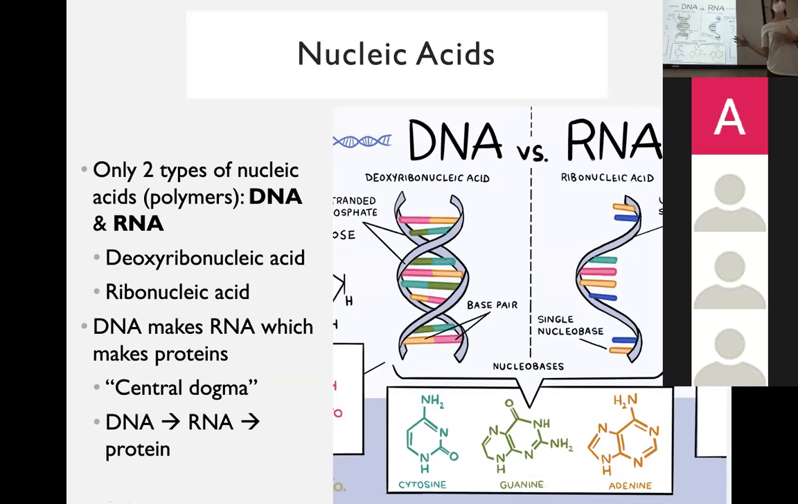But this is what I want you to know about the difference between DNA and RNA for now, for this exam, just kind of getting into it. So yeah, there's only 2 types of nucleic acids, these polymers, that's DNA and RNA. DNA stands for deoxyribonucleic acid. RNA is just ribonucleic acid. So very similar. The DNA just is missing an oxygen, basically. That's why it's deoxy.